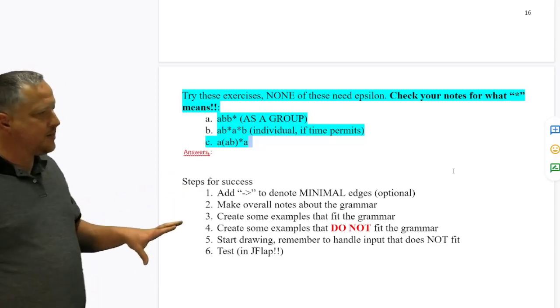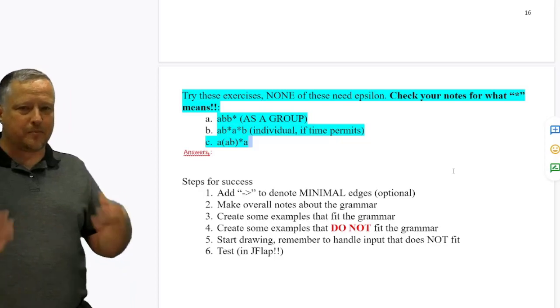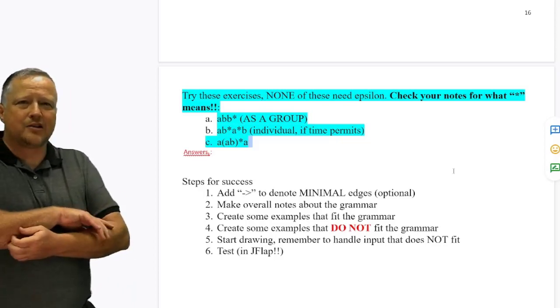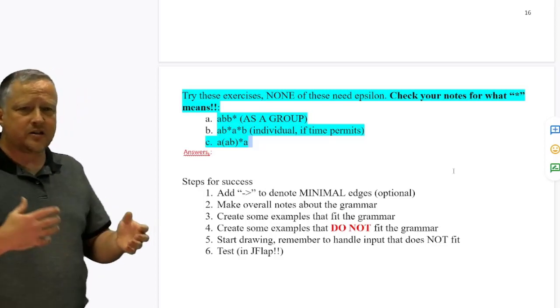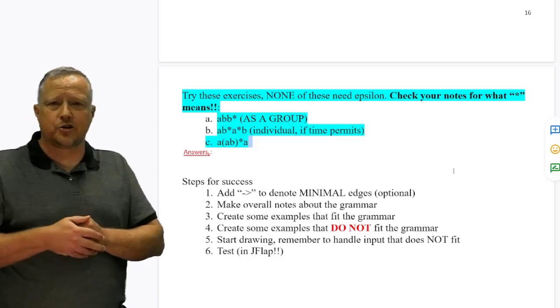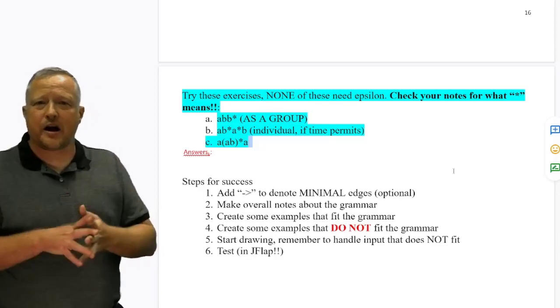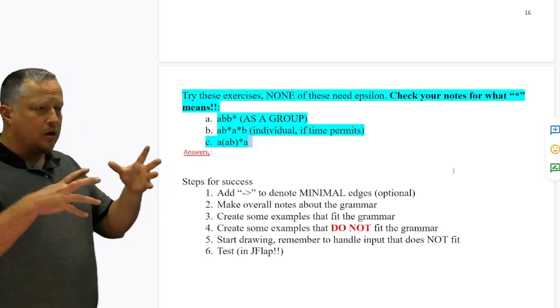But I would try these out, and you've got to do number 6. Test them out. Make sure that it makes sense and go from there. Have I had some drawings look different? The answer is yes. There's multiple ways of actually handling a plus or a star or something of that nature. So I have to be very careful when we're grading these. But most of them are going to look rather similar.